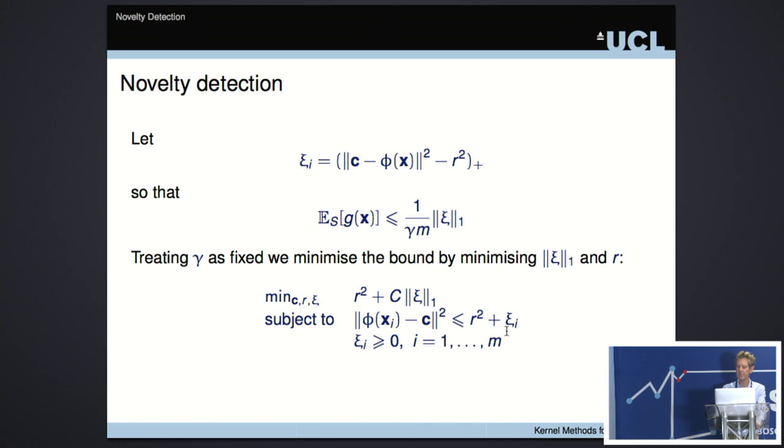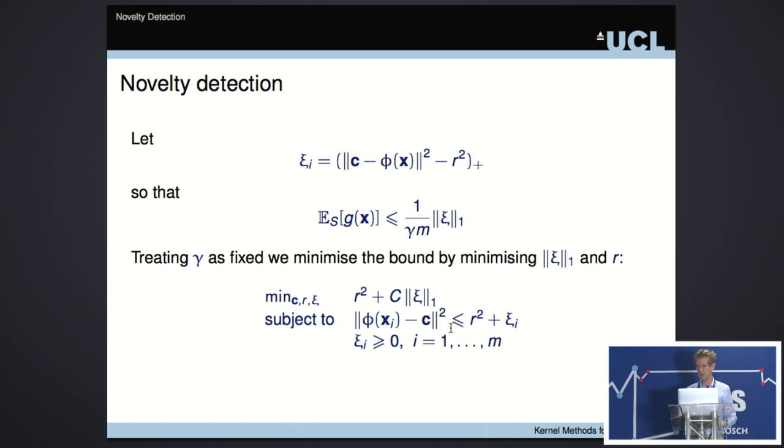This is the empirical error as measured with these slack variables again, which measure the degree to which we are outside of the sphere. And then we minimize the radius plus the sum of the slack variables with a trade-off parameter C, subject to the appropriate constraints, namely that the distance squared of the point from the center of the sphere is less than or equal to R squared plus psi I. And of course, we're minimizing over the choice of the center, the radius and the slack variables, and the slack variables have to be greater than or equal to zero.